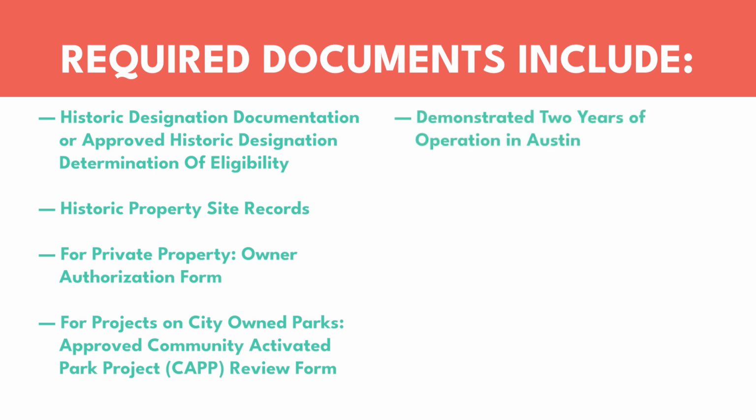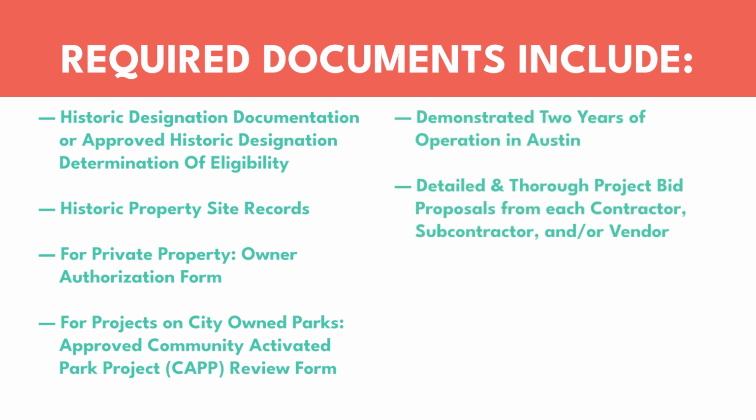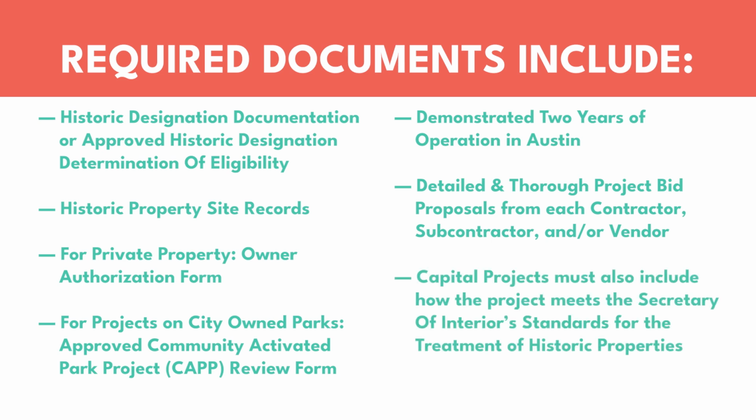Demonstrated 2 years of operation in Austin. Detailed and thorough project bid proposal from each contractor, subcontractor, and/or vendor. Capital projects must also include how the project meets the Secretary of Interior standards for the treatment of historic properties.